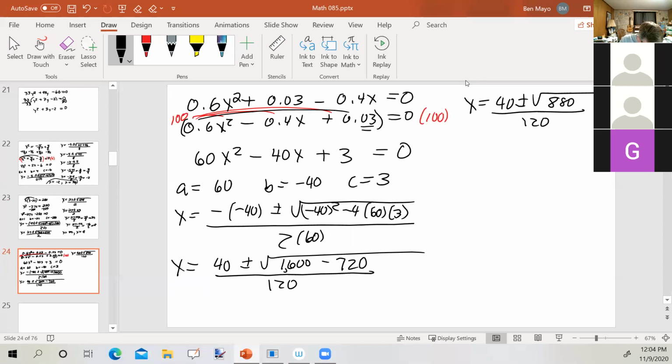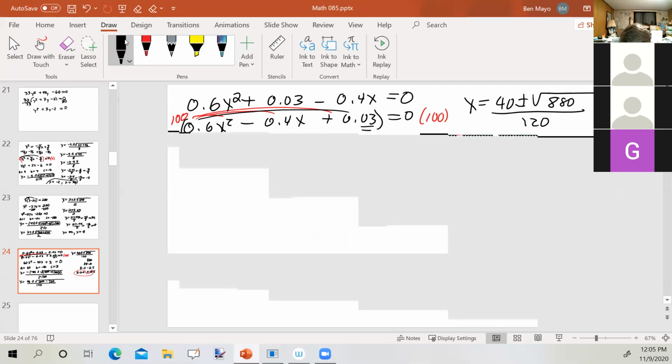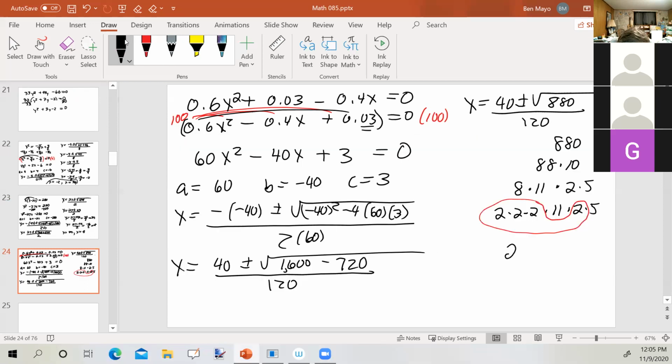Well, I don't think so, but let's see if 880 is a nice perfect square. It's not. So now we're going to do some simplification. 880, if I broke that down, that would be 88 times 10, which is 8 times 11 times 2 times 5, which is 2 times 2 times 2 times 11 times 2 times 5. Let's collect all of those 2's. So we'd have 2 to the 4th times 5 times 11.